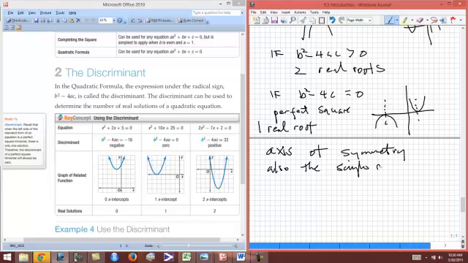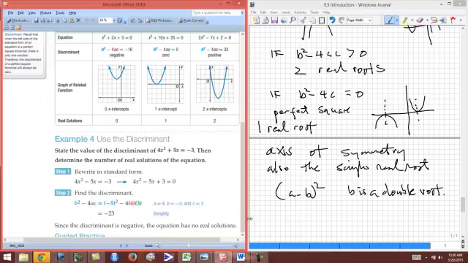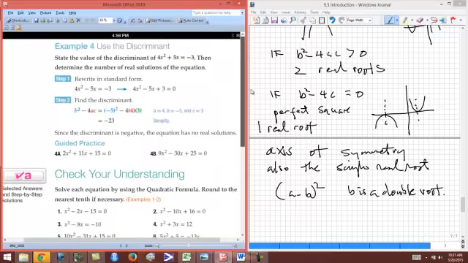The single real root. Because it's a perfect square, you would have something like x minus b squared. It's a double root. They still say there are two solutions; they're just both the same thing. All right, and so how do you use this discriminant? Well, it's really easy. You're just using it to figure out how many solutions you have. So let's do these guided practices real quick, and we're done.